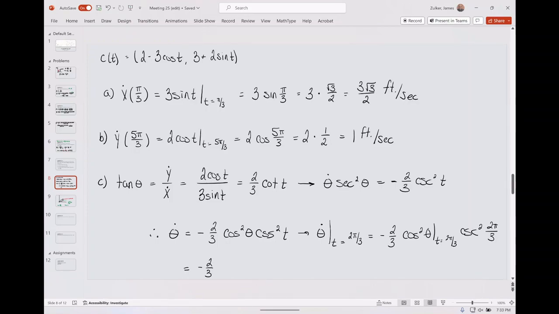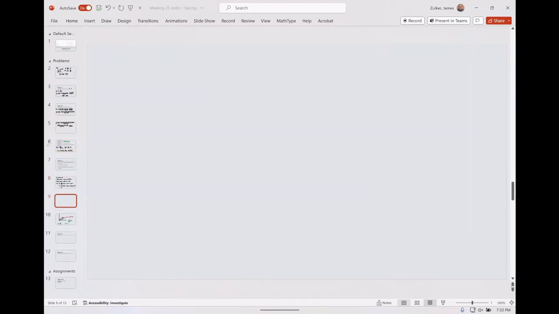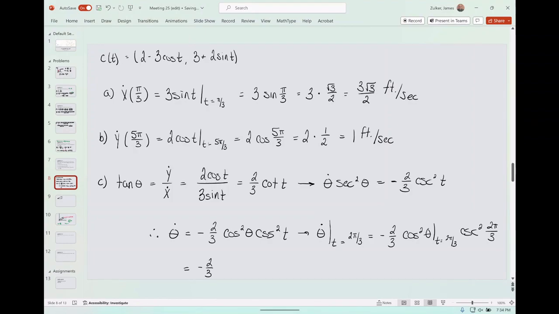So let's do it this way. There's theta. We know what tangent of theta should be when t is 2 pi over 3. What is cosine of 2 pi over 3?